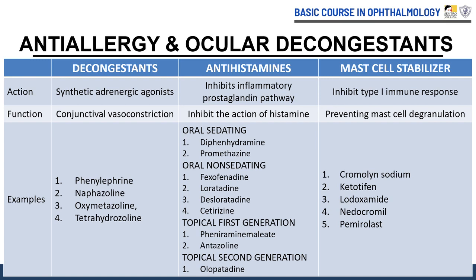Topical antihistamine like olopatadine is the first-line drug for symptomatic relief of allergy. Antihistamines inhibit the inflammatory prostaglandin pathway, which then inhibit the action of histamine. Mast cell stabilizers like cromolyn sodium and ketotifen inhibit type 1 immune response, thus preventing mast cell degranulation.